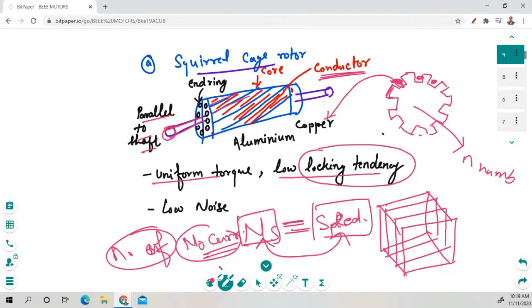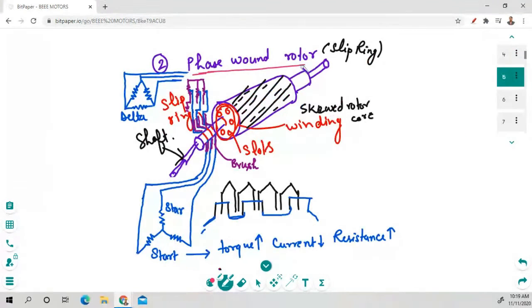Okay. So this is the locking tendency right here. Now, this is the second type we have explained in the last session. This is a phase wound rotor. In this phase wound rotor, all the steps are similar. We have placed these conductors right here. Inside these conductors we place some binding. The main difference is this one: we are going to connect brushes and slip rings right here. With the help of these slip rings and brushes, you can control the speed of the motor.